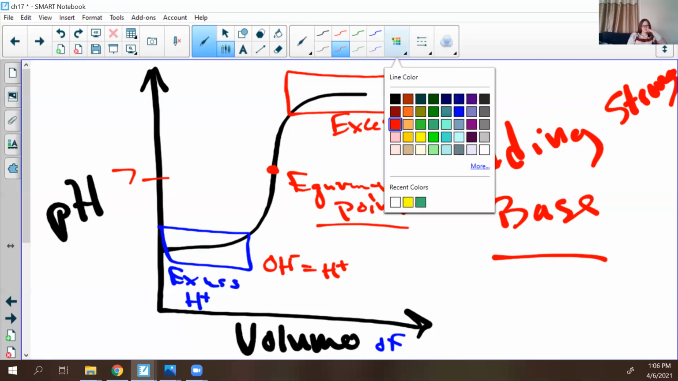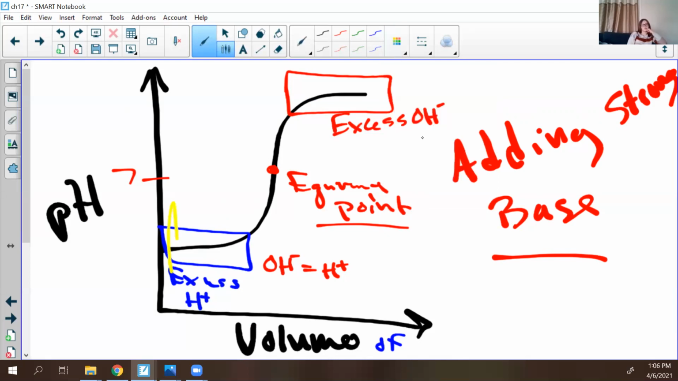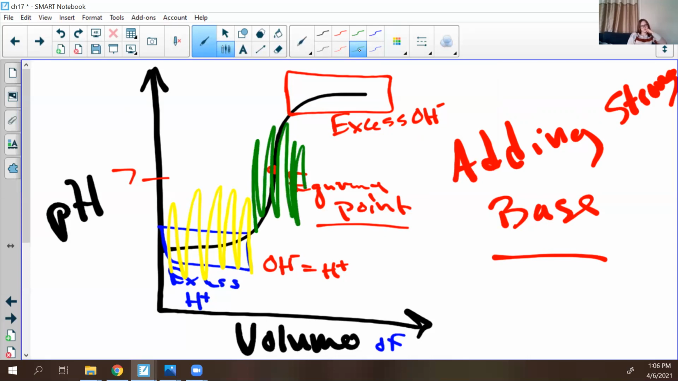Now, if we were looking at an indicator, we'll just pretend it's bromothymol blue. It'd be yellow. Then it would start to gradually turn green-ish. I know that's not green. And then it would go blue. And this can change with literally one drop. This is a vertical line pretty much.